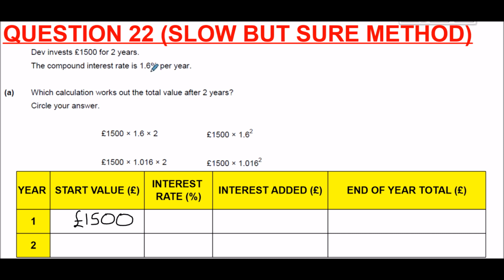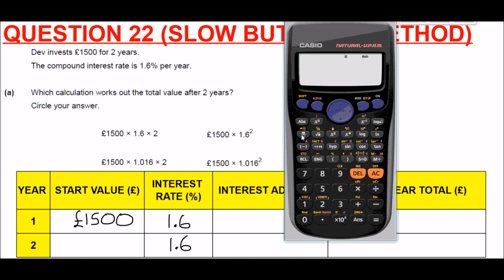And the interest rate is 1.6% per year, so we're not told that that changes, so that will stay as 1.6 for all of these years. So the interest that's going to be added, we can calculate by working out 1.6% of this £1,500 we start with. 1.6% we can write as a fraction out of 100. So 1.6% of 1,500 equals 24.